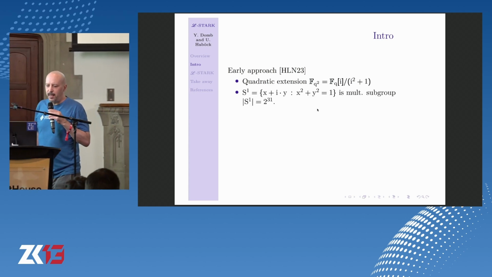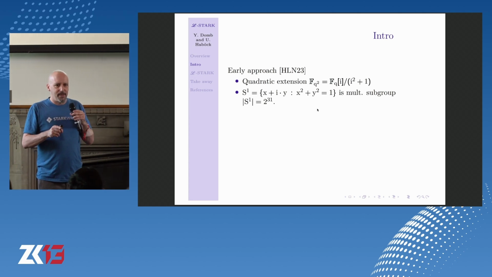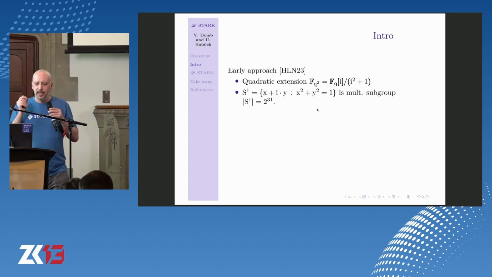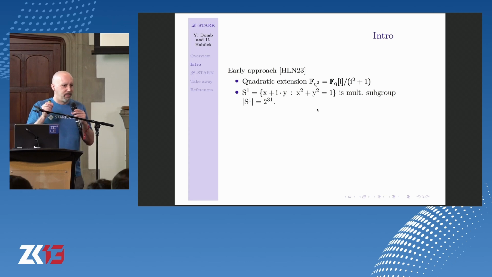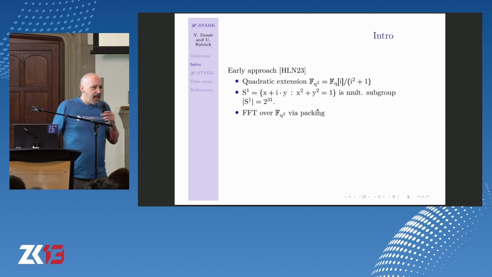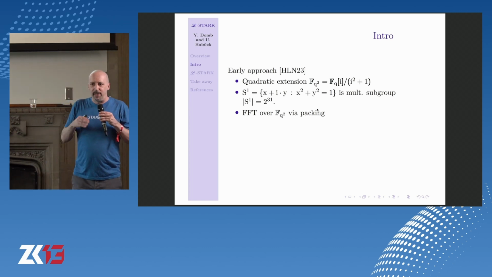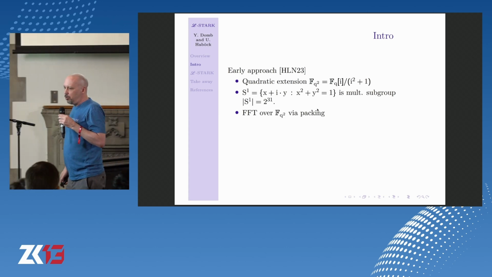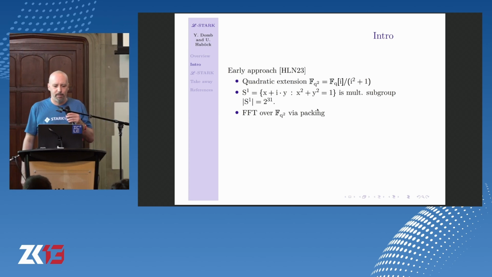Over this quadratic extension, what's nice is, if you look at the unit circle in the complex plane, it's a cyclic multiplicative subgroup, and its order is exactly q plus 1, Mersenne prime plus 1, which is a power of 2, and that's nice. So we are in the complex numbers, we can do the complex FFT, but in order not to pay the price for the complex extension, we do packing, and that leads to reasonable FFT performance, as if it were native over the base field F_q.